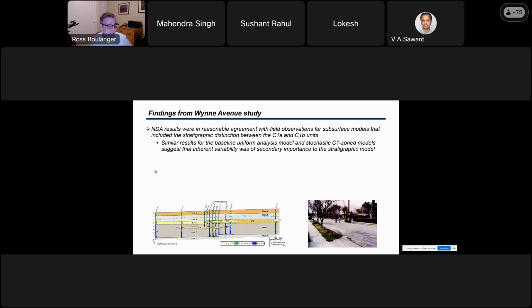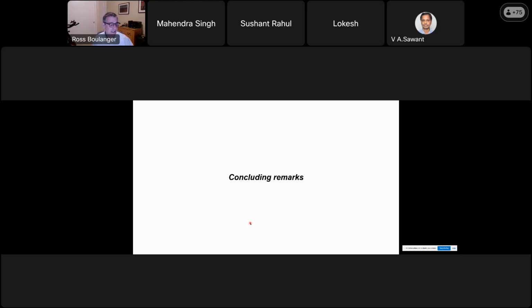So our punchline on Wynn Avenue, and we're almost at the conclusion here, is that we basically got very similar results whether we did a uniform analysis model or if we did stochastic models. And what that tells us is the inherent variability isn't as important as getting the stratigraphic details right. The most important detail was knowing silty sands and the clean, denser sands were different. Simplified procedures did not pick up on these differences, so you couldn't predict that kind of concentrated loading that would go on utilities.